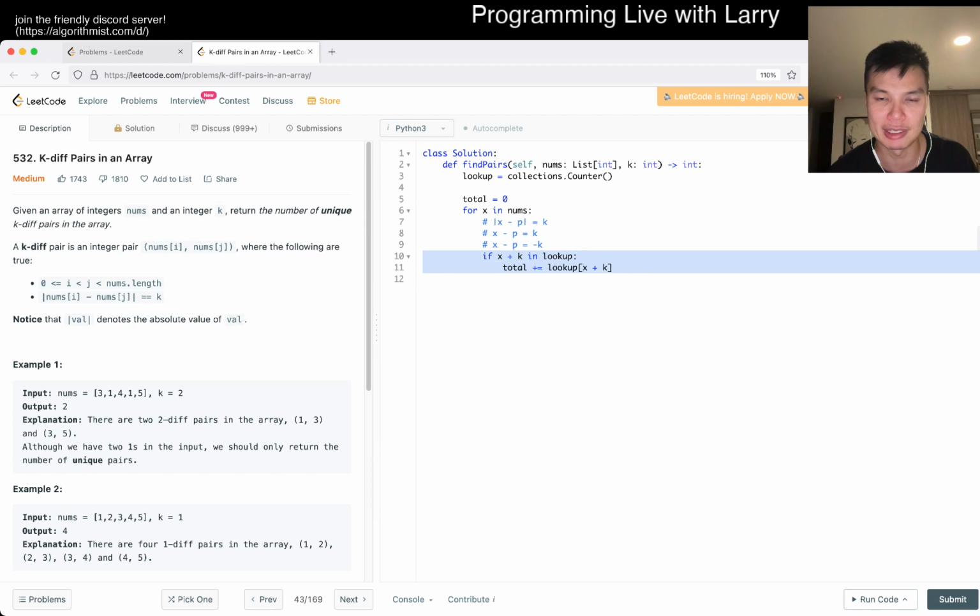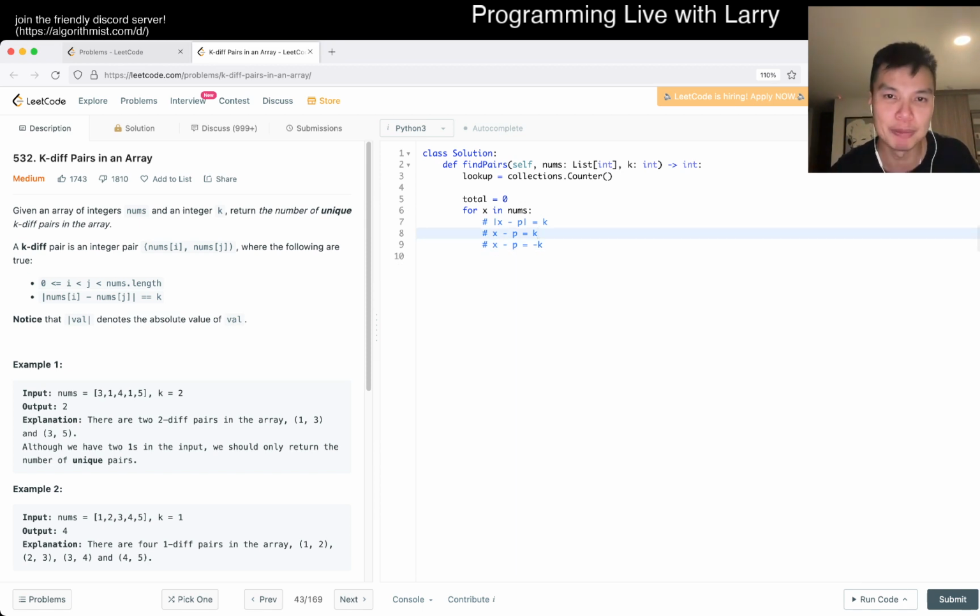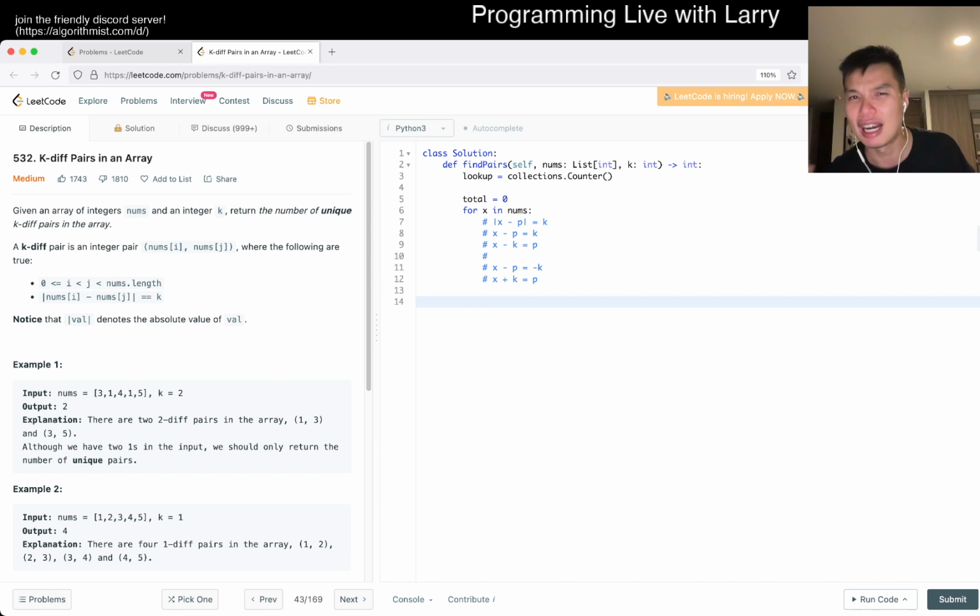Let me actually rewrite this a little bit. That may actually even be wrong. Maybe I'm just really bad today. But the idea is that now we know what x is and we know what k is, and we're looking for p. So x minus k is equal to p is what this formula reduces to, right? Sorry, I feel like in the past maybe I skip it a little bit too hastily. And in this other one, x plus k is equal to p. So that's basically the two cases of p that we have to do.